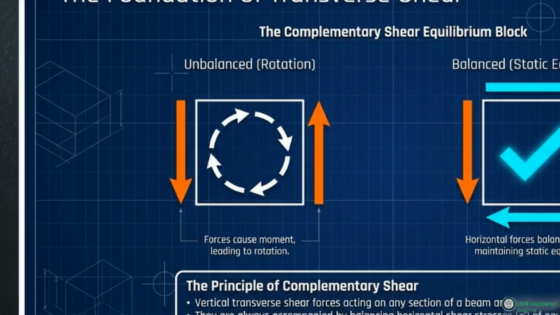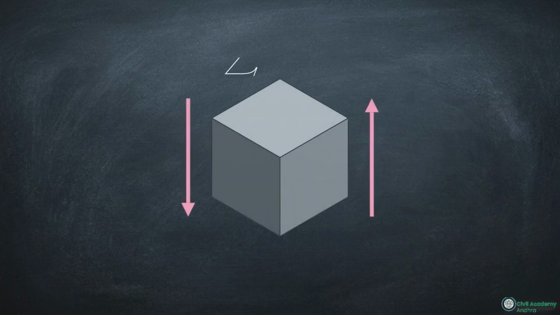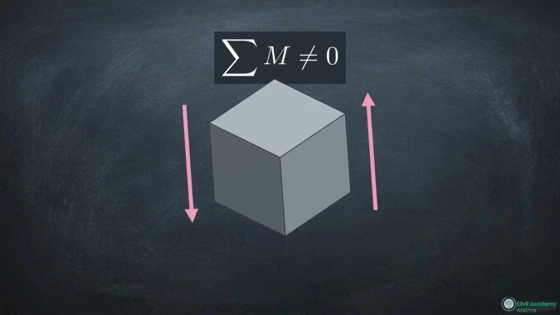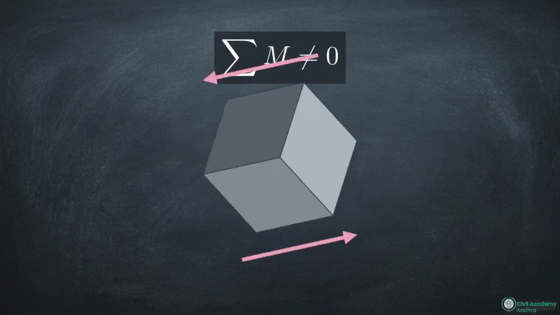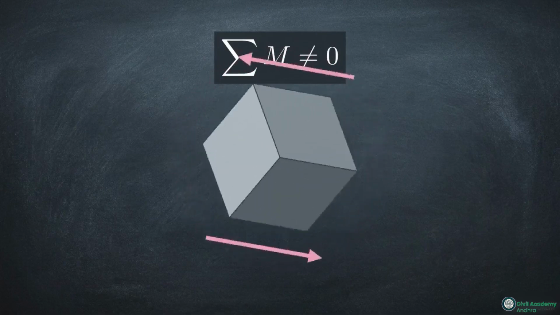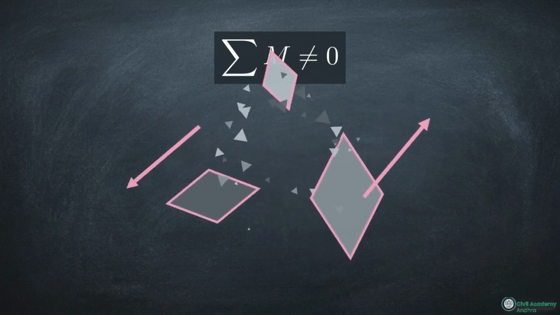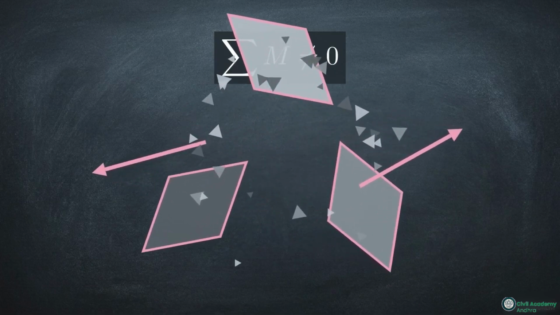This diagram isolates that cubic element to illustrate a state of internal imbalance. The vertical load applied to the beam creates a shearing effect, generating downward and upward forces on the opposing vertical faces of this microscopic cube. Because these forces are offset, they create a rotational moment. If this moment were not countered, the internal material would be unable to maintain its position, leading to the immediate breakdown of the beam's structural integrity.